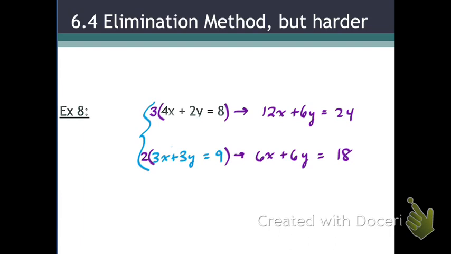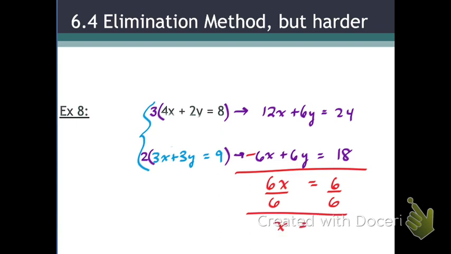Now my y's match, so I can subtract them. So I know 12x minus 6x is 6x. 6y minus 6y is nothing, so those are eliminated. 24 minus 18 is 6. So when I divide here, I find x equal to 1.